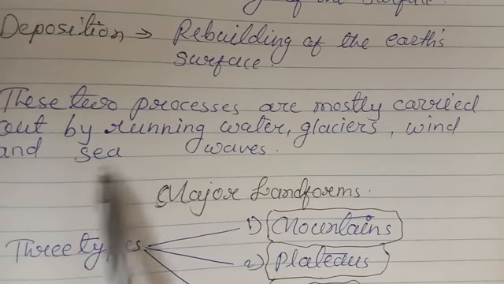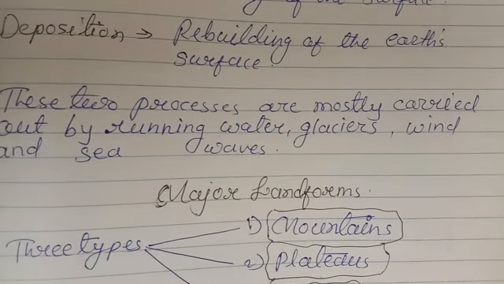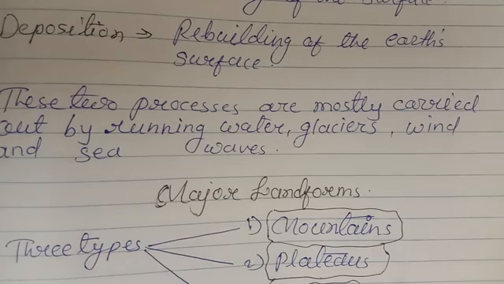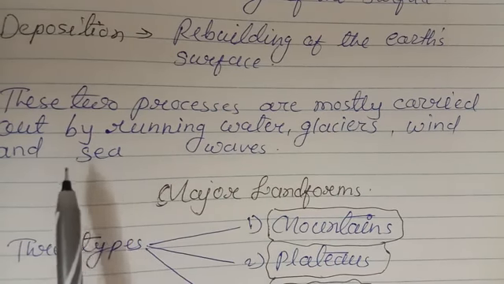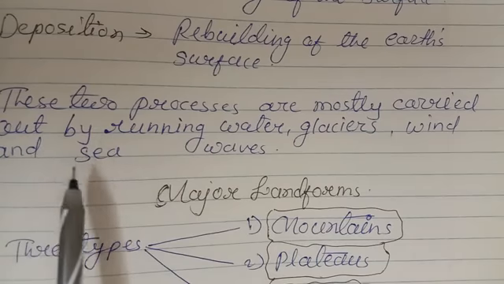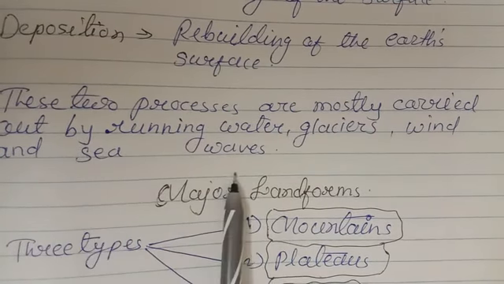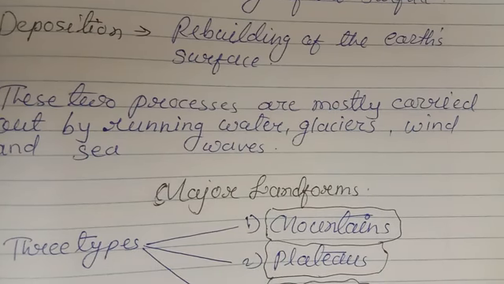So these two processes, erosion and deposition, are mostly carried out by running water, glaciers, wind and sea waves. See, in the sea or the ocean, we can see caves and sea arches. Why are we able to see these different shapes in the sea or ocean? Because of erosion by the sea waves. The big rocks in the ocean or sea are eroded by the sea waves.